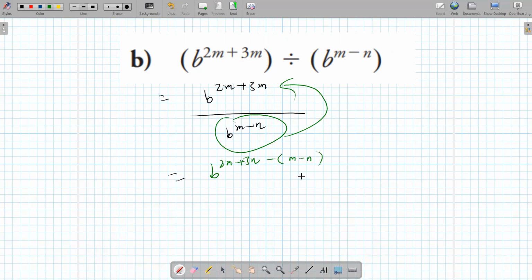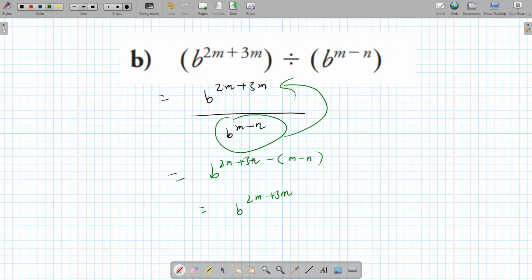And don't forget, whenever you're subtracting, make sure you put a bracket on the second term, or whichever is being subtracted. And when you open that bracket, the sign is gonna flip.